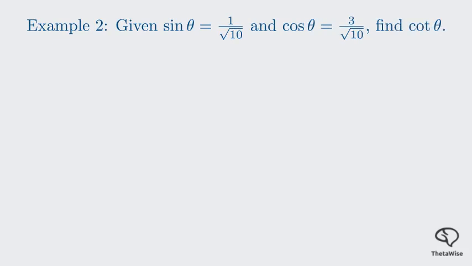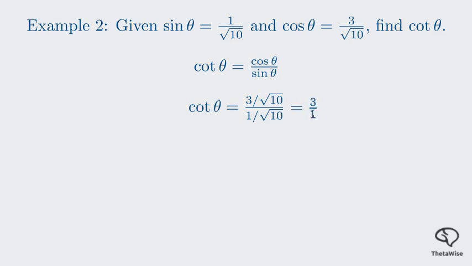Let's say sine theta is 1 over the square root of 10, and cosine theta is 3 over the square root of 10. We need to find cotangent theta. This time, we'll use the quotient identity for cotangent. Cot theta equals cos theta divided by sin theta. Substitute the values. We have 3 over the square root of 10, all divided by 1 over the square root of 10. Again, the denominators cancel out, and we're left with 3 over 1, which is simply 3. So, cot theta equals 3.